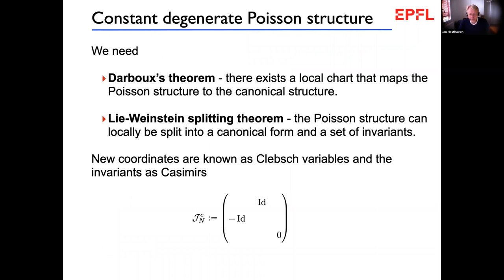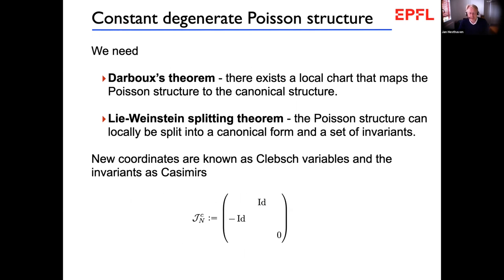In order to do that, there are two theorems that help you. There's the Darboux theorem, which says that for any Hamiltonian system, there is a map that maps the Poisson structure to the canonical structure, the one where you have the J that we've already seen. Of course, you don't know this map a priori, and it could be very difficult to compute. And then there's the Lie-Weinstein splitting theorem, which says that once you have the Poisson structure locally, you can always break it into a canonical form and a set of invariants.